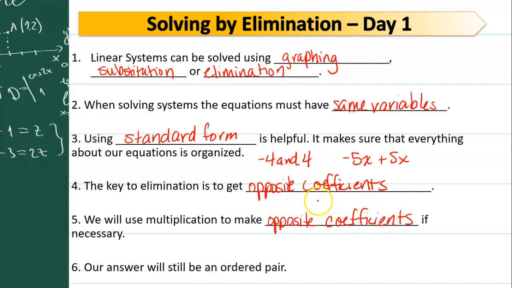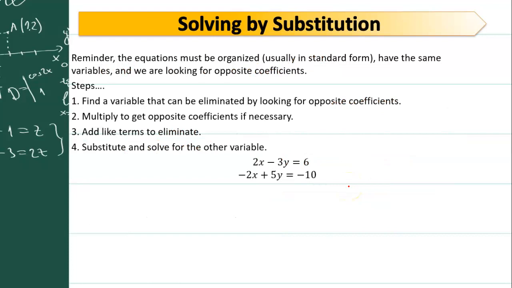Our answer will still be an ordered pair. All right, so let's go through one together. As a reminder, the equation must be organized in standard form, have the same variables, and we are looking for opposite coefficients. So you want to first start by noticing, do we have a system?